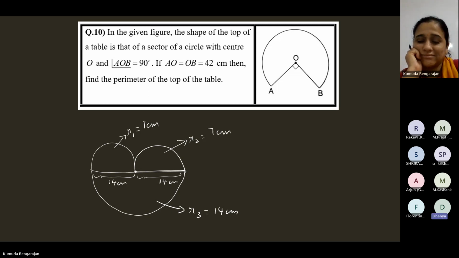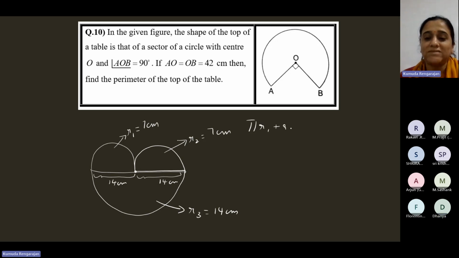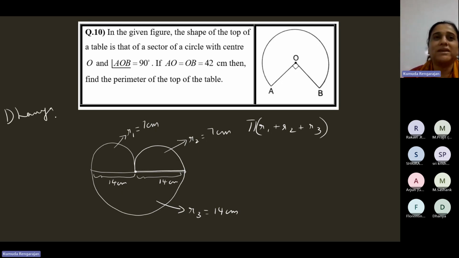Ma'am, is it pi R1 plus R2 plus R3? Okay, you mean this one? Do you mean pi R1 plus R2 plus R3 like this? No, ma'am, pi taking in common. Yeah, perfect. Very good. Sashank, you may be right, but this is what I wanted. Danya and Dileepan, very good.